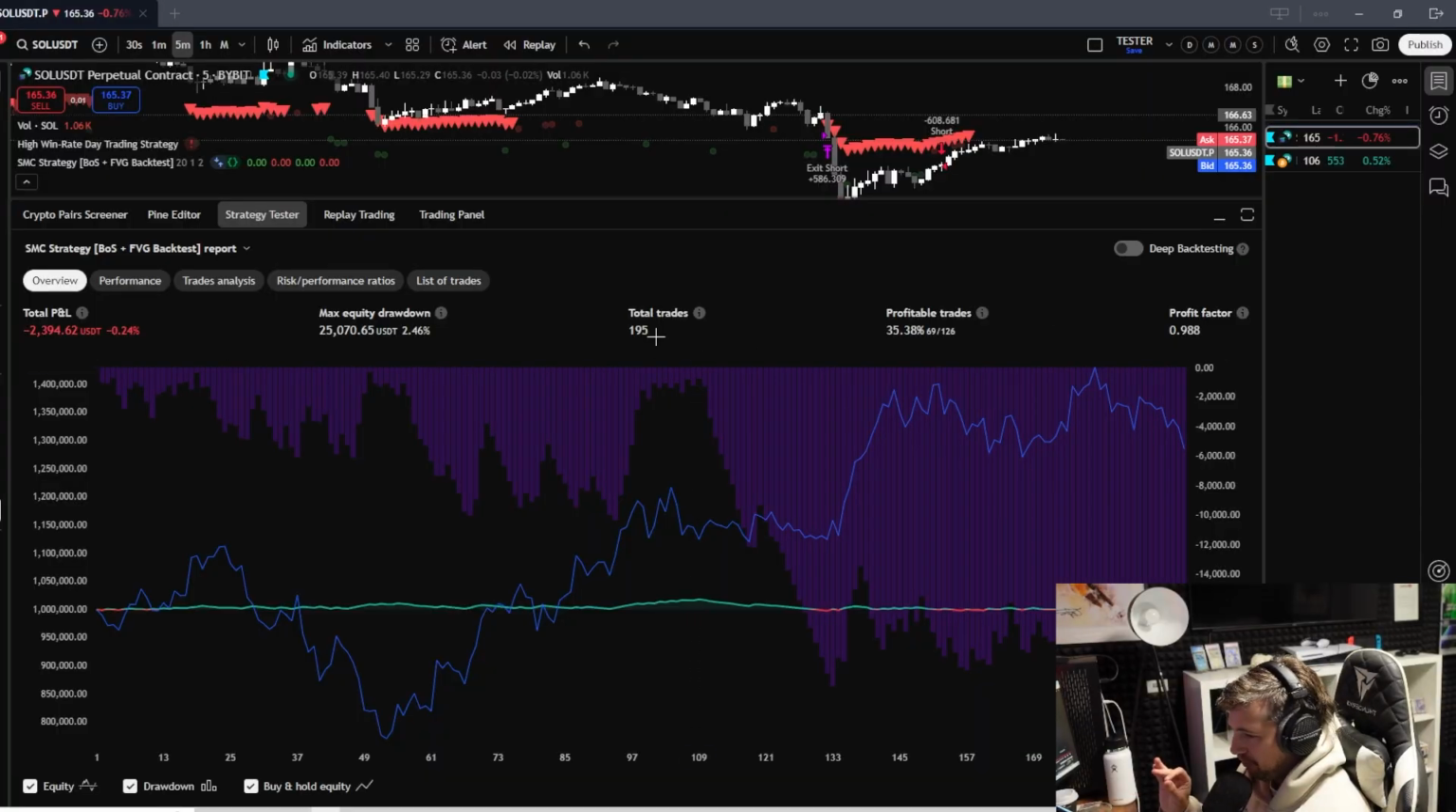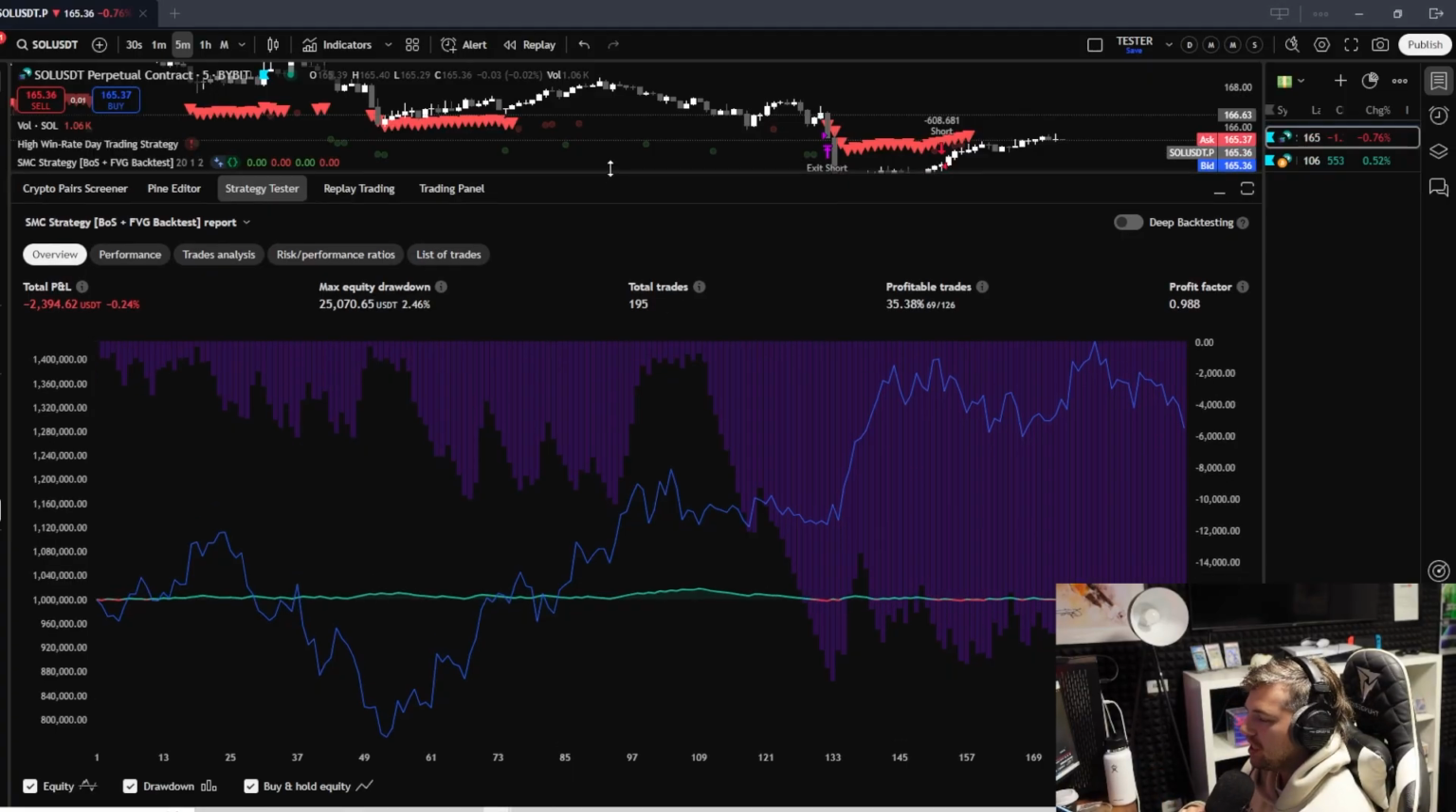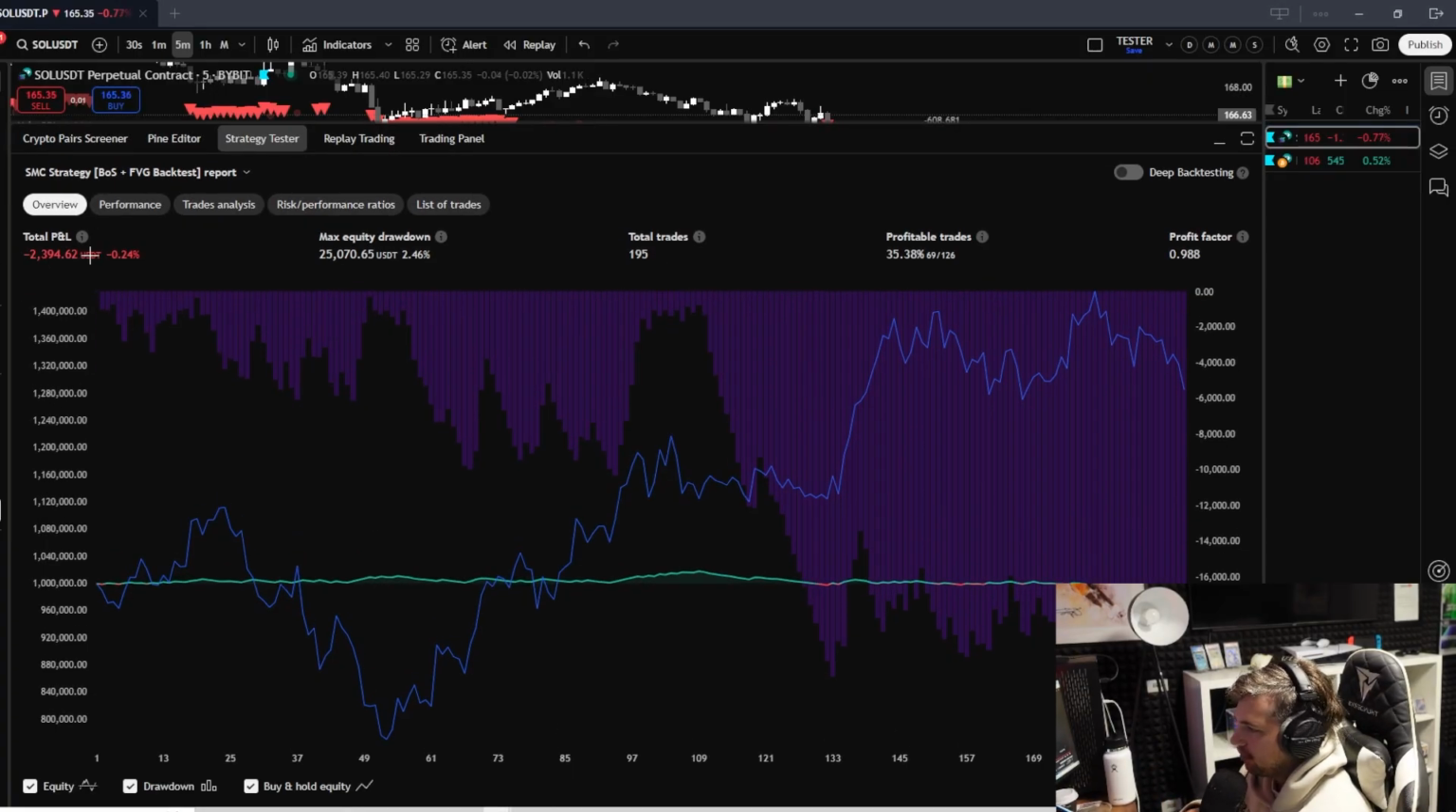Fair to say our first iteration of the strategy is not going well. Total P&L would be minus $2,301,000. We ended up taking 195 trades. Again, this is just a backtest strategy, so we actually did not take these trades. This is basically just telling us what happened.